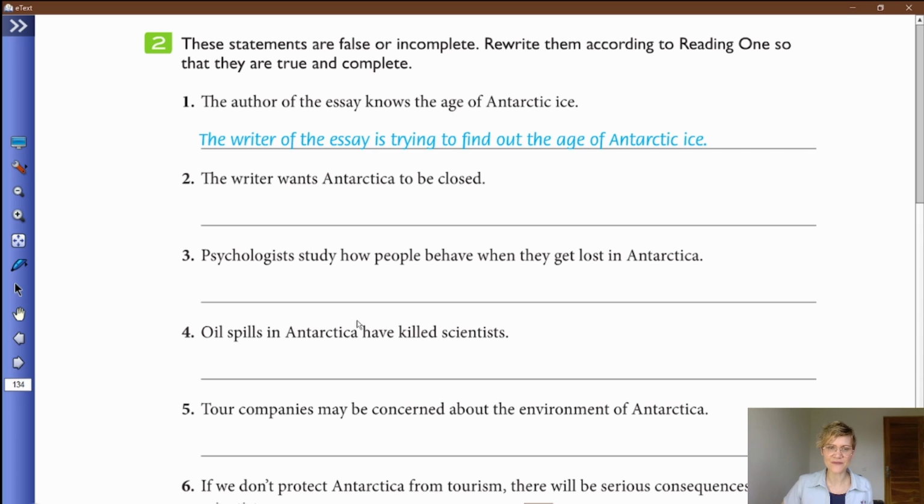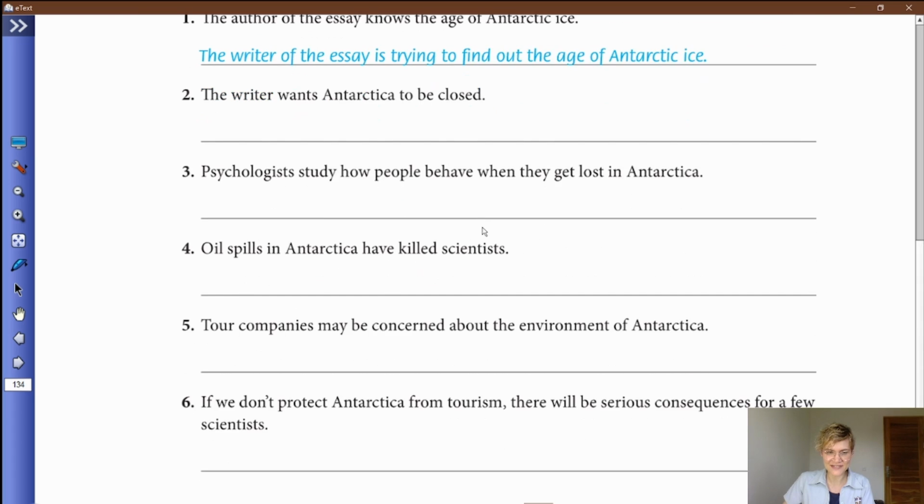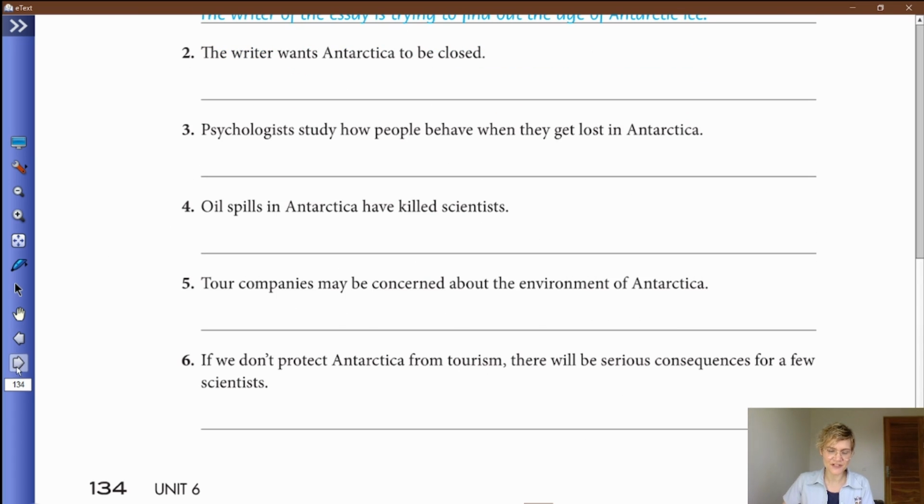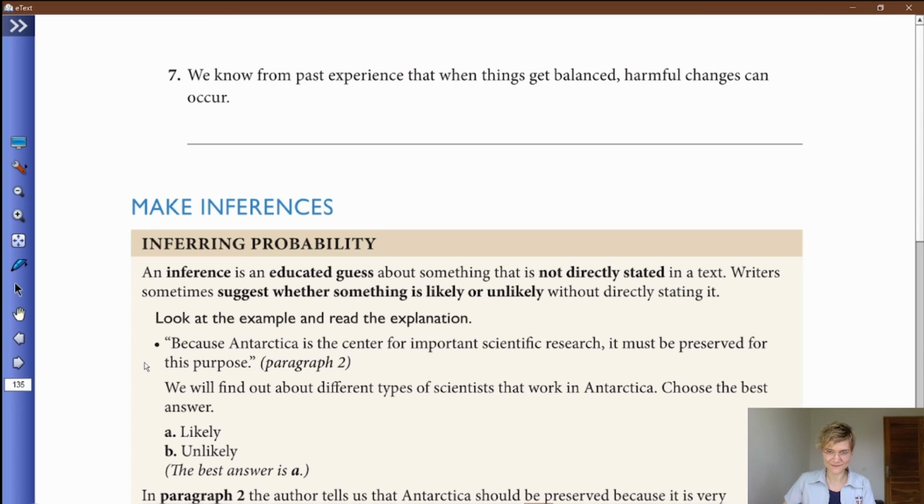Now, how do we do that? Remember, guys, we do annotating, underlining, circling, or highlighting the keywords. So in this case, the writer wants Antarctica to be closed, Antarctica closed. Scan the text for Antarctica closed and see what it says, and then write the correct sentence here. You're going to do numbers 2, 3, 4, 5, 6, and 7 for that. You will have to pause your video to take some time to do it. Go ahead.